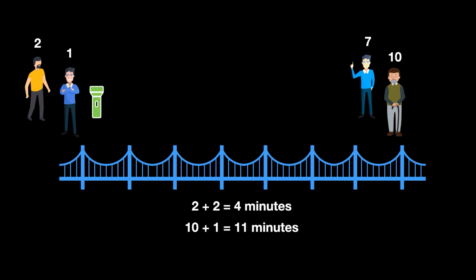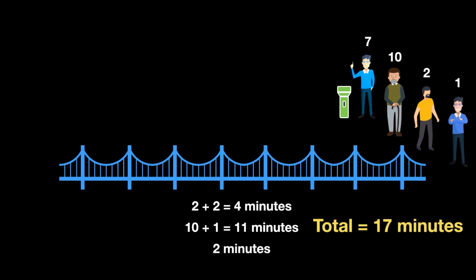In the final step, 1 and 2 cross the bridge. Here time taken is 2 minutes. In such a manner, the total time taken will be 2 plus 2 plus 10 plus 1 plus 2 equals 17 minutes.